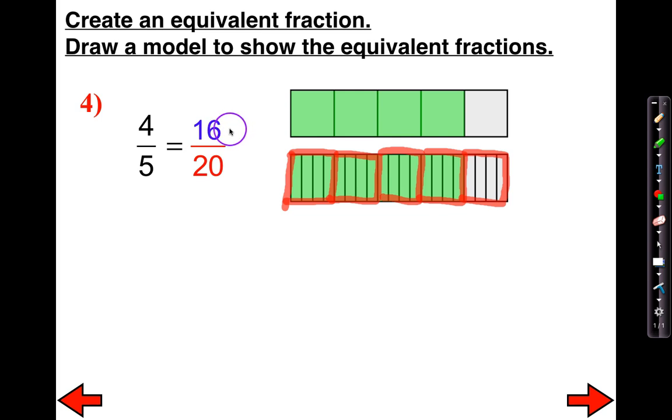Now algebraically, what could you have done? Well, if you start with a 5 and you end up with a 20, what is happening to 5 to give you 20? Well, it's being multiplied by 4. So if you multiply the numerator by 4, that's how you end up with 16, because 4 times 4 is 16. Because this one part that was originally from the 5 had to be split into 4 pieces.